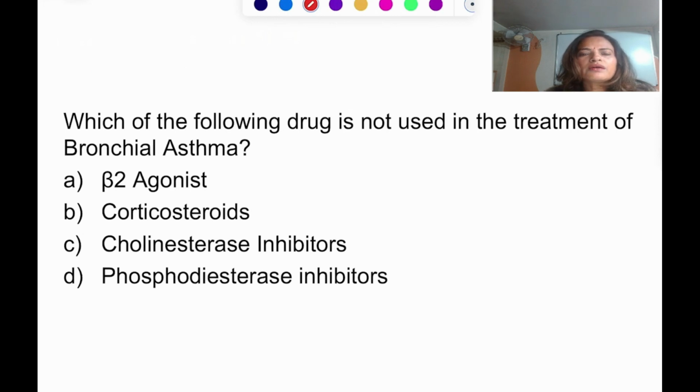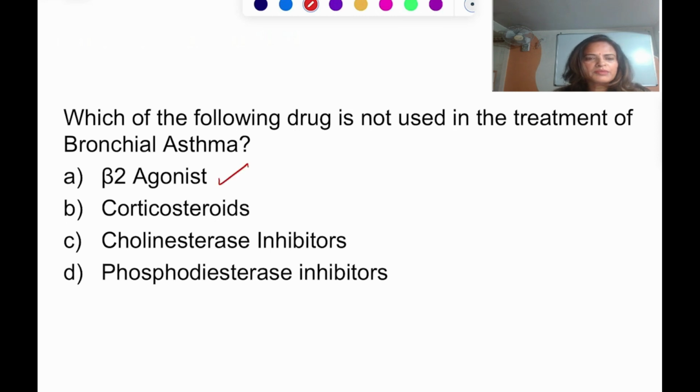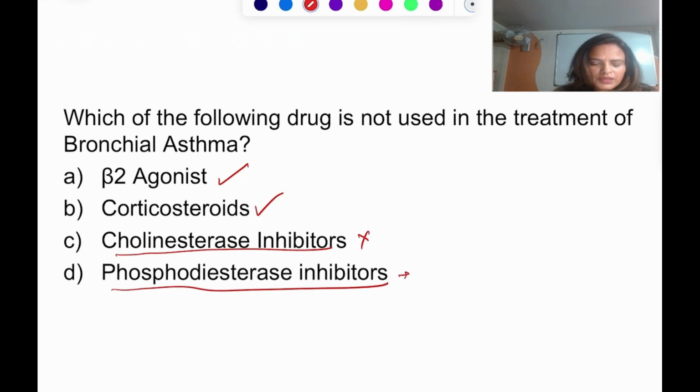Okay, we will try to solve a few MCQs. Which of the following drugs is not used in the treatment of bronchial asthma? The first choice is beta 2 agonist, which we use. Sympathomimetic. Corticosteroid, this also we use. Then cholinesterase inhibitor, we do not use this. Phosphodiesterase inhibitor like theophylline is used. So the correct choice is C.